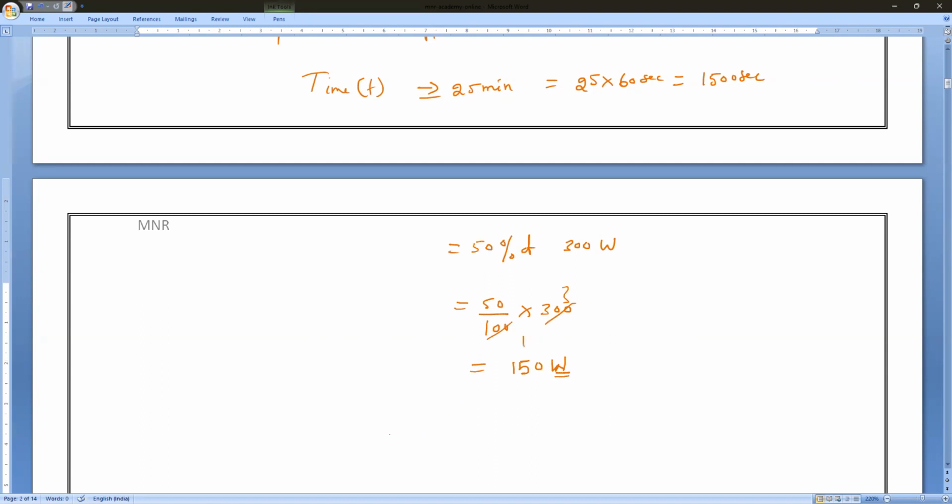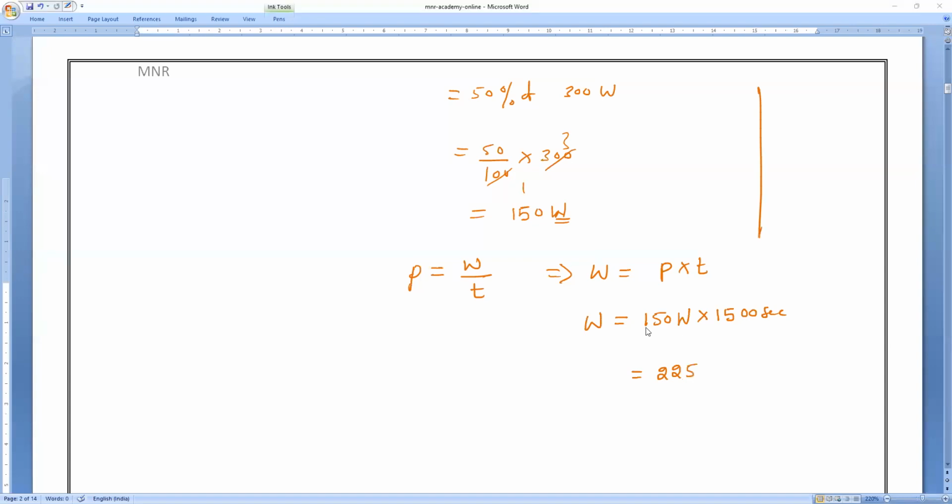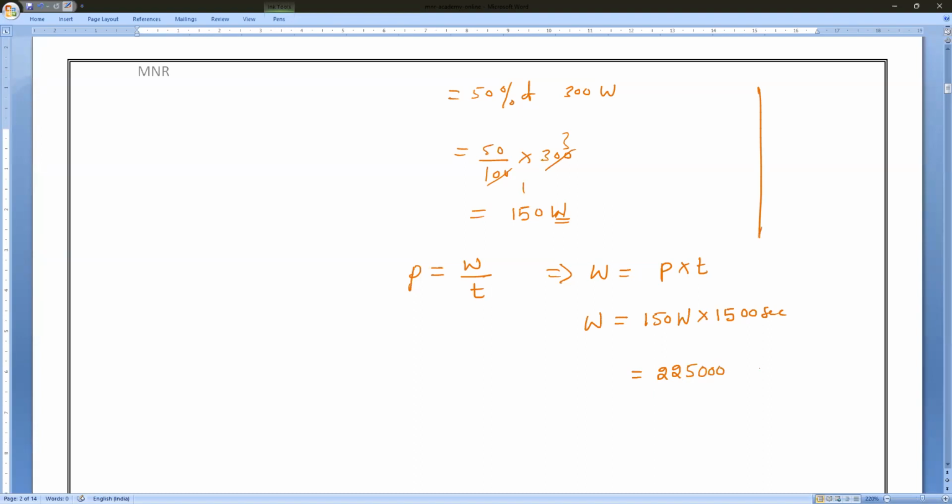That's all. Now we all know that power equals work done by time. Now they are asking for work done only. So work done equals power into time. Am I right, guys? Power is 150 watt, time is 1500 seconds. Now 15 into 15 is 225. Directly, 150 into 1500 is 225 with 3 zeros. The unit is watt second.